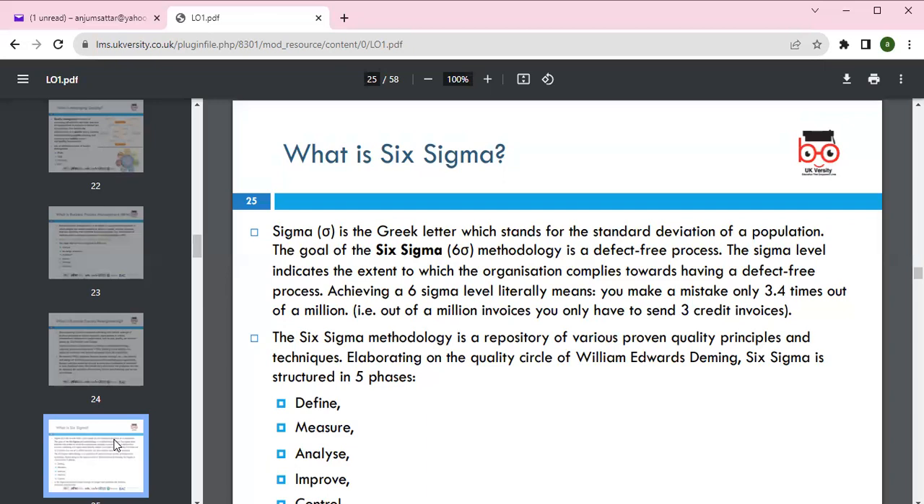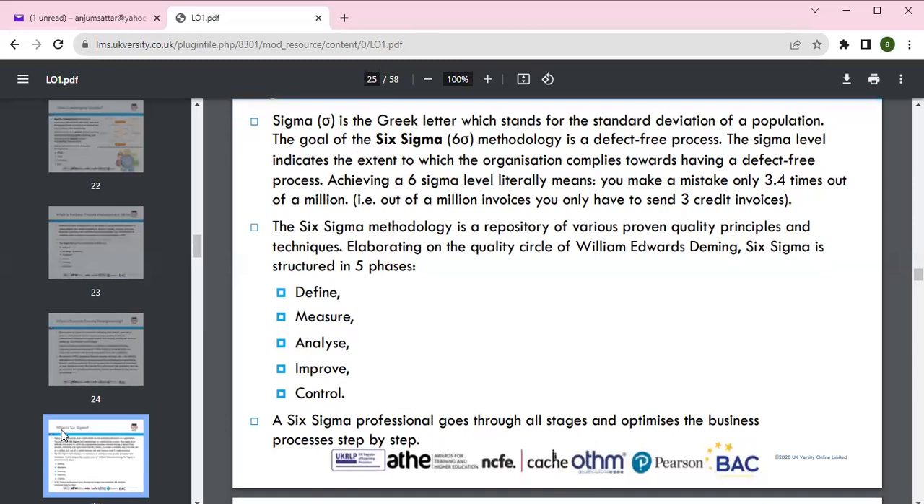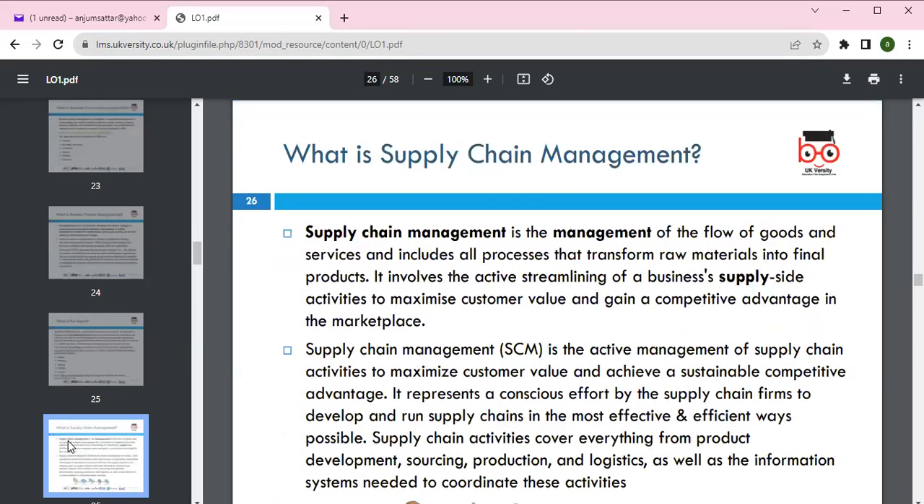The Six Sigma methodology is built on various quality principles and techniques, elaborating on quality circles. Six Sigma stands for define, measure, analyze, improve and control the quality of your processes.